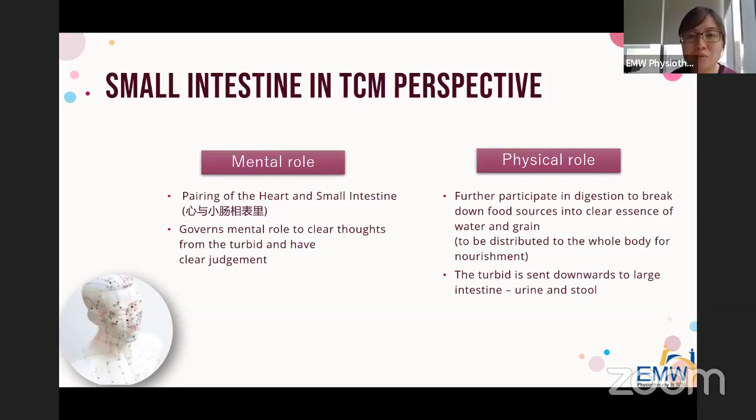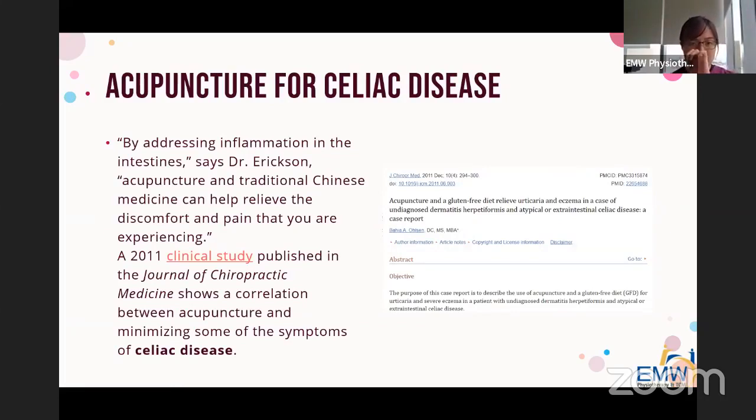Okay, so from TCM treatment, where we have acupuncture, moxibustion, and also herbs, what can be done to relieve the symptoms of celiac disease? As we know, celiac disease is caused by inflammation in your intestine. Acupuncture and Chinese medicine can relieve the discomfort that you're feeling.